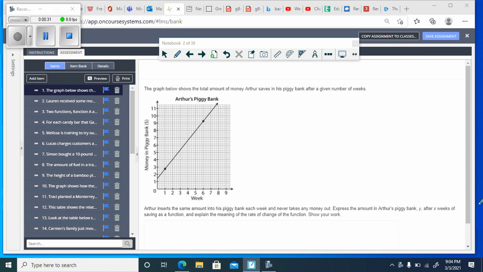Explain the meaning of the rate of change of the function. Show your work. So let's make sure we put everything in there that we need. When you're doing a constructed response, take notes so you know what all you need to do. Express the amount in Arthur's piggy bank. It tells you how you're going to express it, as y and x, and explain the meaning of the rate of change. So that's the second thing you're going to do. Show your work. So let's try this.